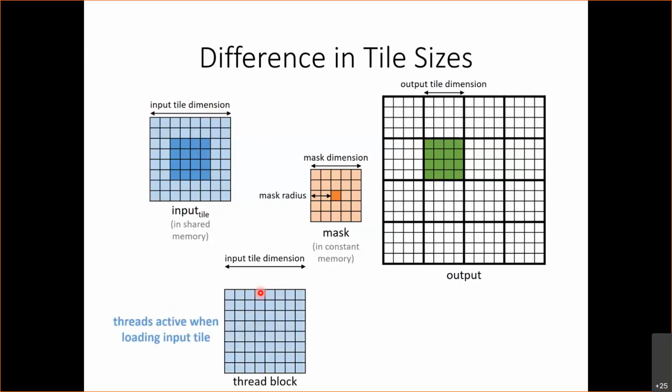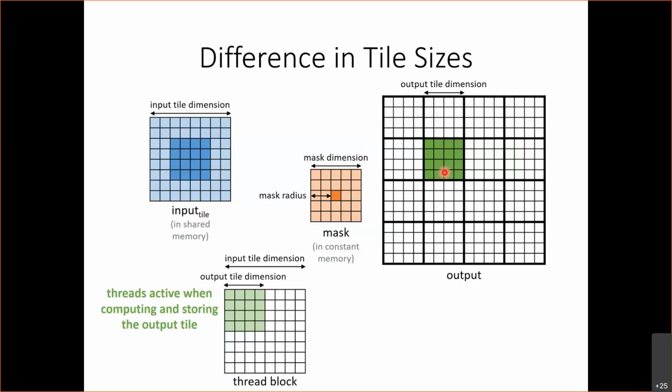All the threads are going to be active when we are loading the input tile. But then after we load the input tile, only some of the threads are going to be active when we are computing and storing the output tile. So when we have this mismatch between our input tile size and our output tile size, we can over-provision the number of threads such that we have some threads that are only responsible for loading from the input tile without computing, and only a subset of these threads are used to compute.